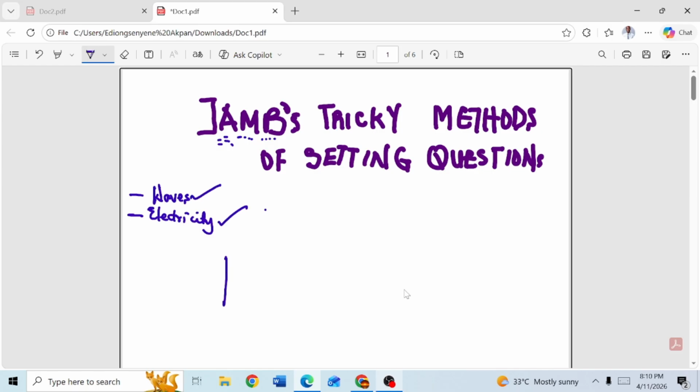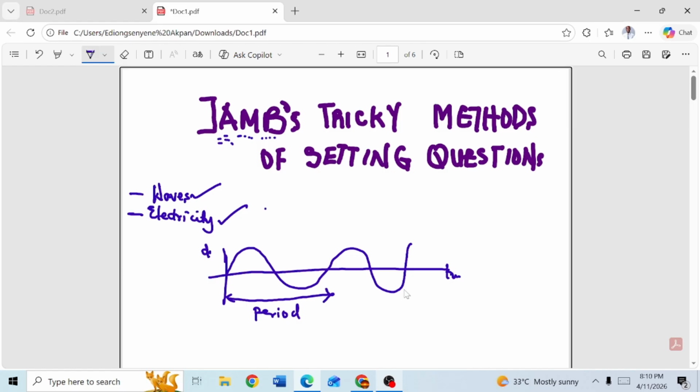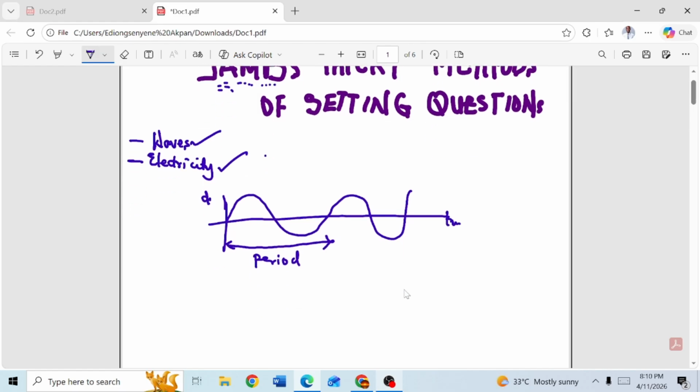It is normal to every student that for a displacement-time graph, when you see a wave, you know that a cycle is a period. The time taken for a wave to complete a cycle, we call it period. And we know that the inverse of period is what we call frequency, the number of cycles covered in 1 second. And generally, you remember that V equals F lambda, or V equals lambda over T. This is the general thing that students know.